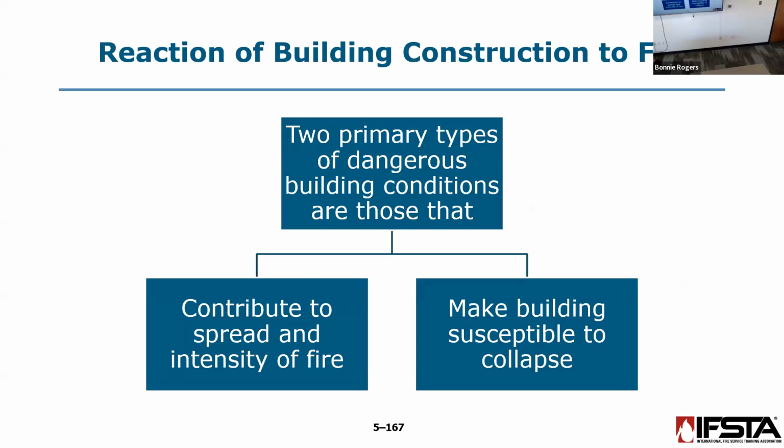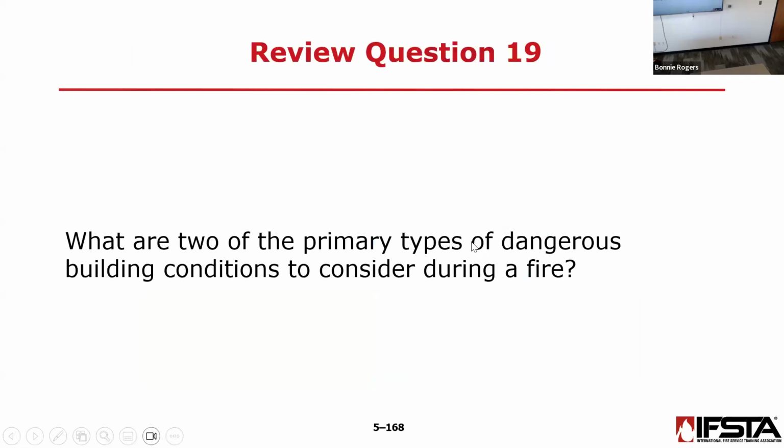So our building construction can certainly contribute to the spread and intensity of the fire, and also make the building susceptible to collapse. Got a video in here talking about that, so we're gonna move ahead a couple slides. What do you think contributes most to the fire growth? Is it the structure or is it the contents? Contents. We have a lot of stuff. And then we have so much stuff that we have to go rent a place to put our stuff.